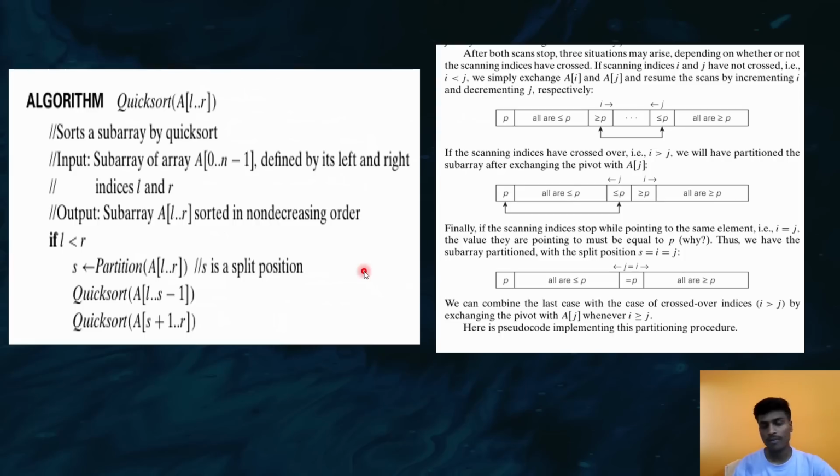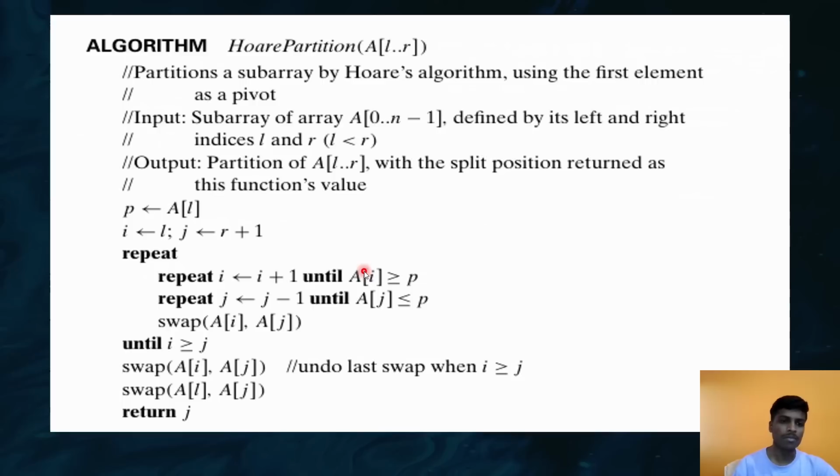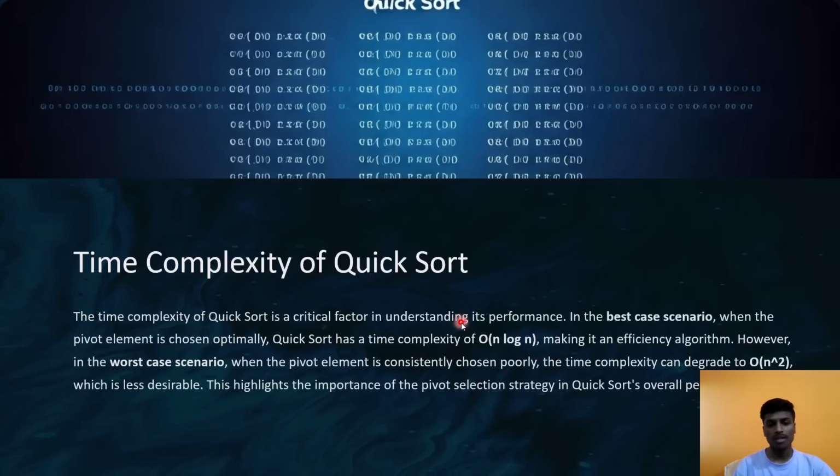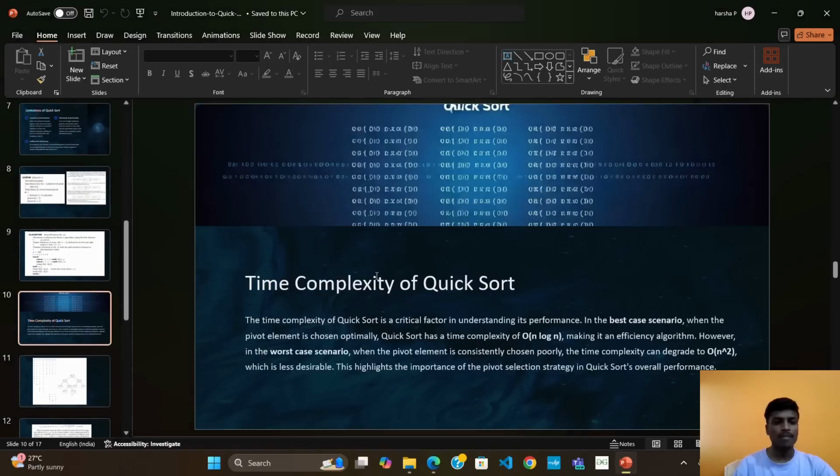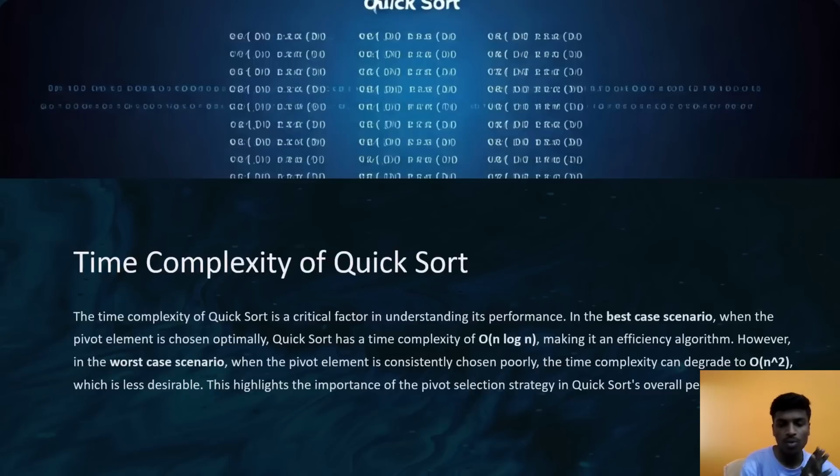This is the algorithm for quicksort. So both the algorithms are utilized to perform the quicksort algorithm. Now the time complexity of quicksort is a critical factor. As we know, the time complexities play a crucial role in getting an optimized solution for the problem.